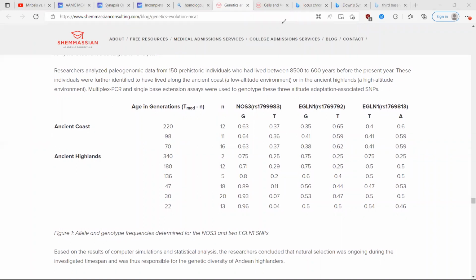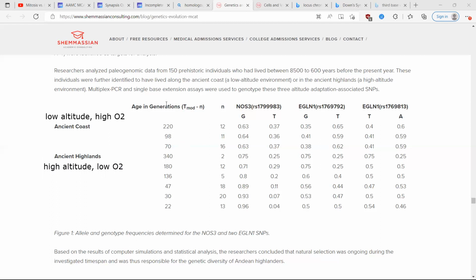Hypoxic, non-hypoxic, whatever. So we need to say, they told us that the coast is a low altitude environment. So if it's coast, if it's low altitude, that means there's high oxygen for the ancient coast. And then the highlands, that's high altitude, literally called the highlands, and it's low O2, right? Just so we don't get confused, we make it simple for ourselves.